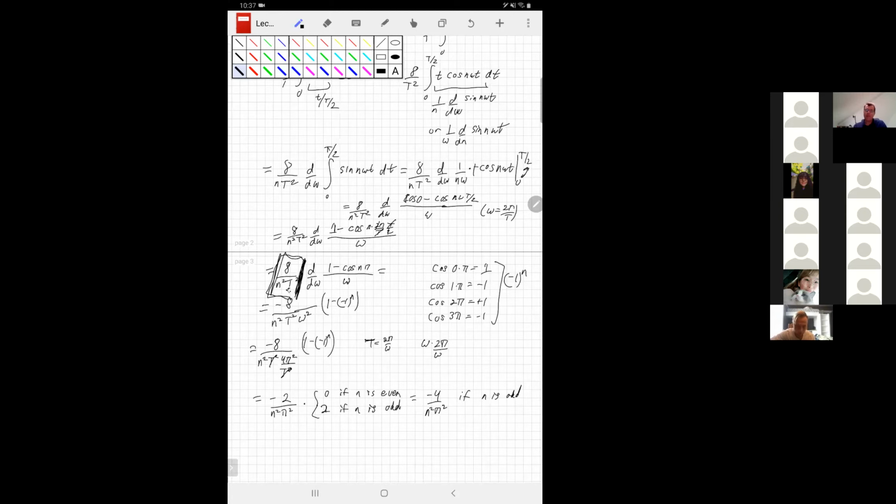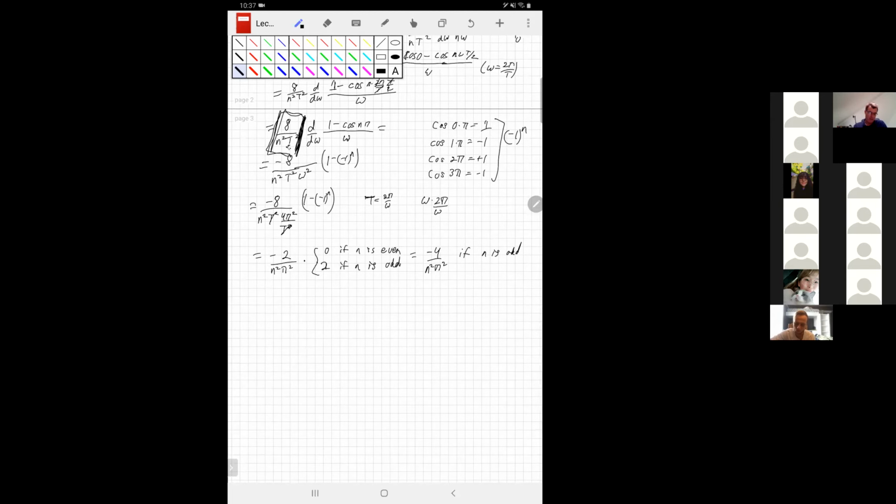There is a way of writing this so I don't have to put in lots of if statements. And that is to say that n is just 2m plus 1. Because if m is an integer, 2m is an even integer, regardless of what kind of integer m was. 2m is even, 2m plus 1 is odd. So finally, I could write this as minus 4 over 2m plus 1 squared pi squared. Any questions on that?